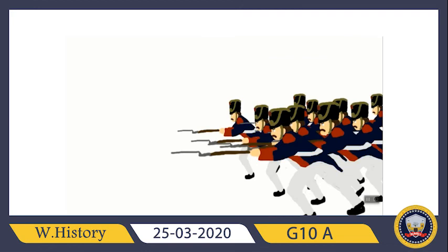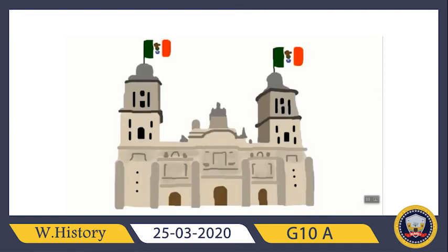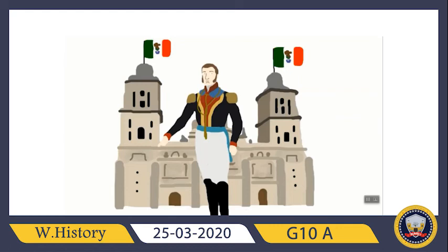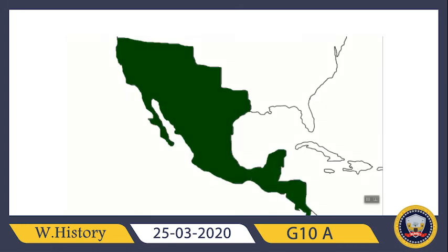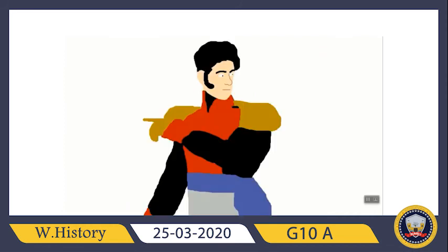Iturbide led the Army of the Three Guarantees, which swelled with new recruits, so the viceroy, now unable to combat them, resigned. On August 21, 1821, the Treaty of Córdoba formally recognized Mexican independence, but one month later, Iturbide dissolved the Congress and declared himself Emperor Agustín I. He managed to temporarily annex Central America, which peacefully declared independence from Spain the same year. But his reign would be short, and military men would dominate Mexican politics throughout the 19th century.